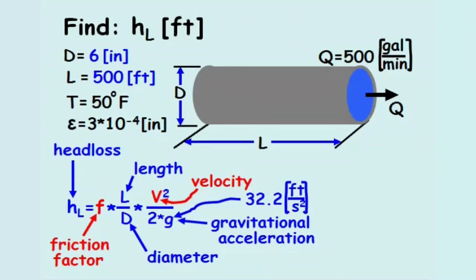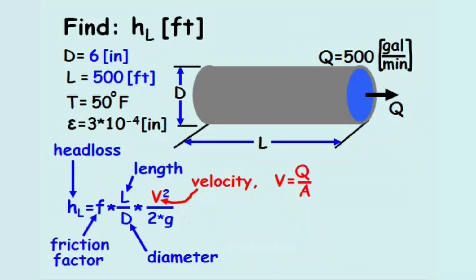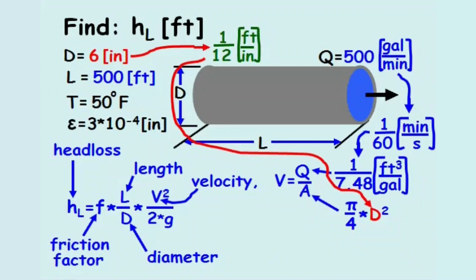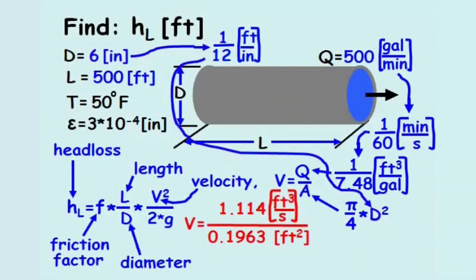The average velocity of flow, v, equals the flow rate divided by the area. The problem statement provides the flow rate, Q, which will convert to cubic feet per second. The area is a function of the diameter. The diameter is converted to feet and then substituted in. After solving for Q and A, we compute 1.114 cubic feet per second divided by 0.1963 square feet, and the velocity through the pipe equals 5.673 feet per second.